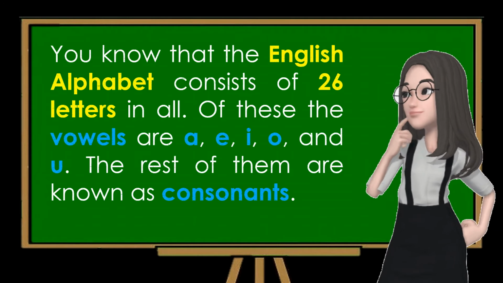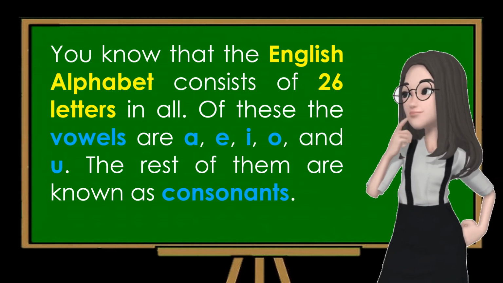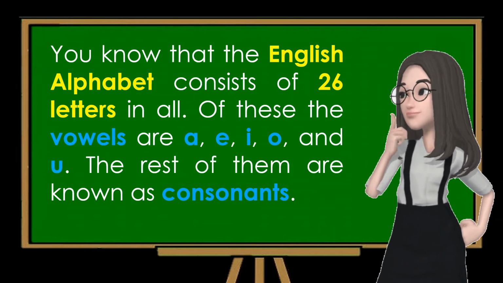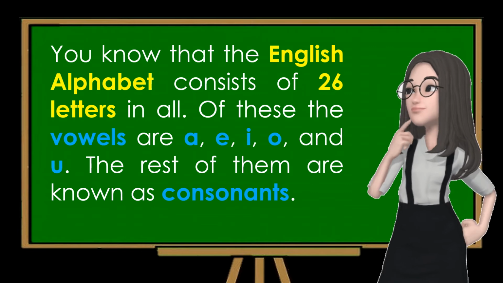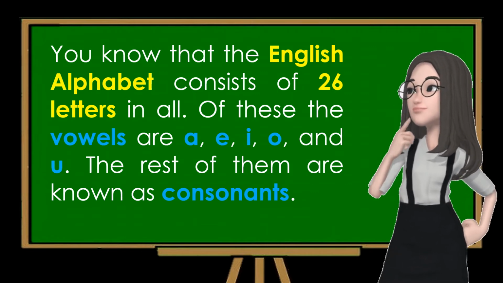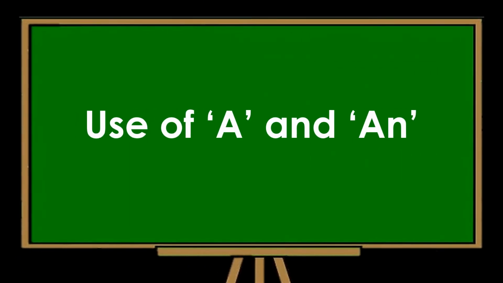You know that the English alphabet consists of 26 letters in all. Of these, the vowels are A, E, I, O, and U. The rest of them are known as consonants. So today, kids, let us learn the use of a and an.